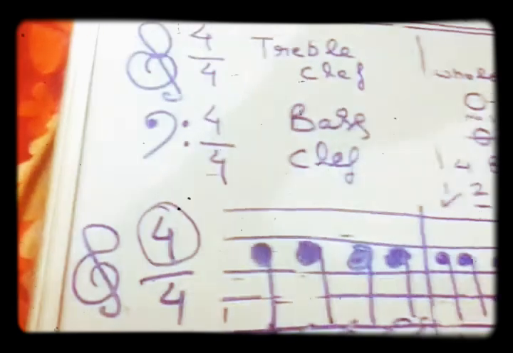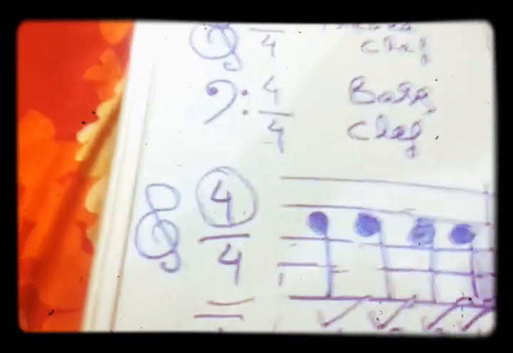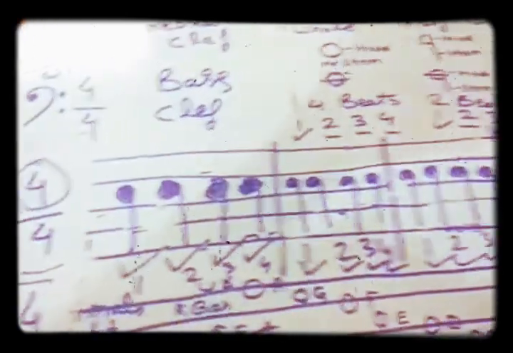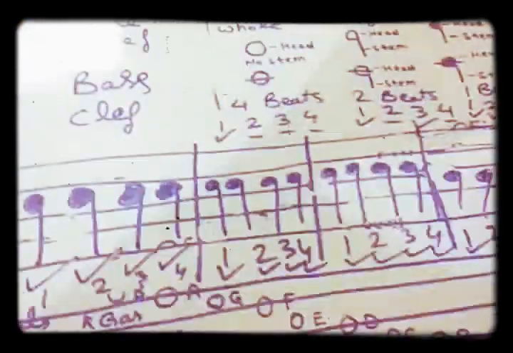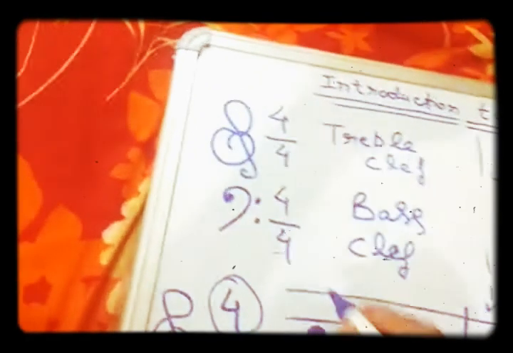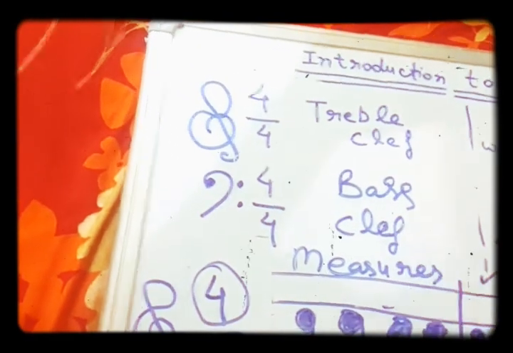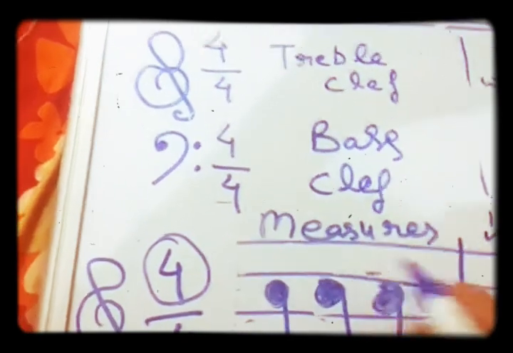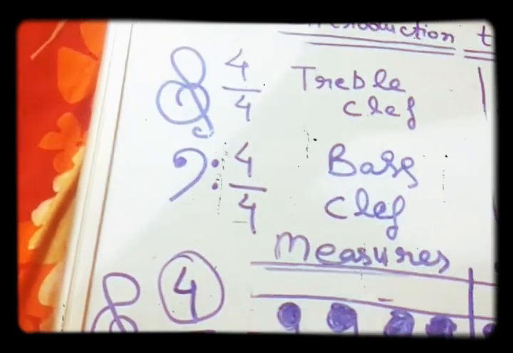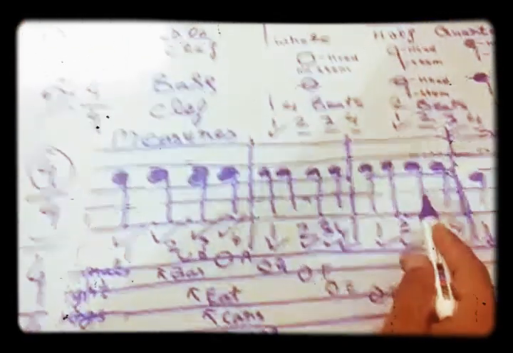So the upper 4 means in one block you are playing 4 beats, and the lower 4 means one block, two blocks, three blocks, four blocks. So in total there are 4 blocks. We call them measures. These are called measures. So one measure, second measure, third measure and fourth measure.